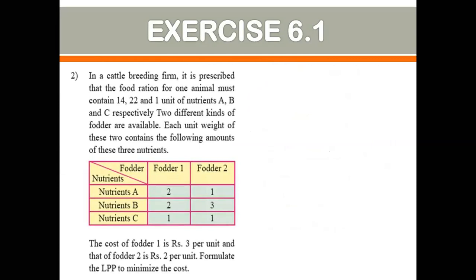So again, if you see, the table is already given to you all. That means there is no tension regarding how the table will be formed. Always class, ask yourself, what is the objective? What are the constraints? And which are the decision variables? So I hope you all have finished reading the question. So can you all tell me what is the objective of this particular question? Yes, you all are correct. The minimum cost. You have to formulate the LPP to minimize the cost.